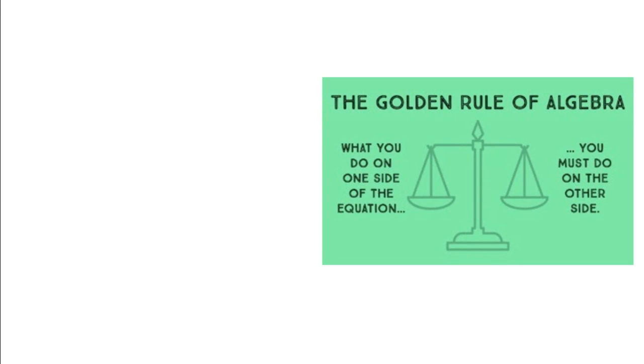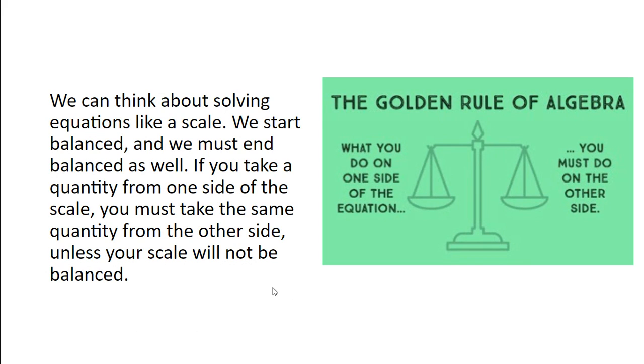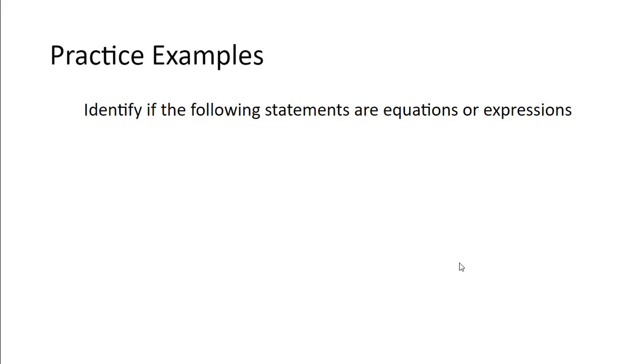Okay. Now, this is the golden rule of algebra. What you do to one side of the equation, you have to do to the other side. So this is like a scale. If we take a quantity from one side of the scale, one of the pans will go down. So for example, this one can go down and then this one will go up. That's unfair. So we need to make sure that we're doing the same thing to both sides so that way our scale becomes balanced.